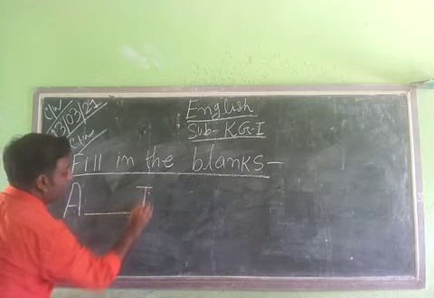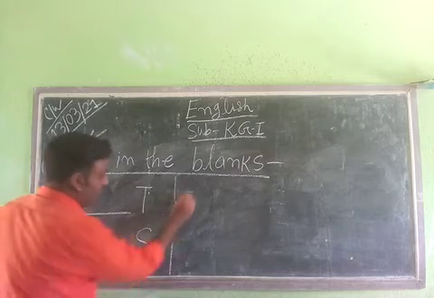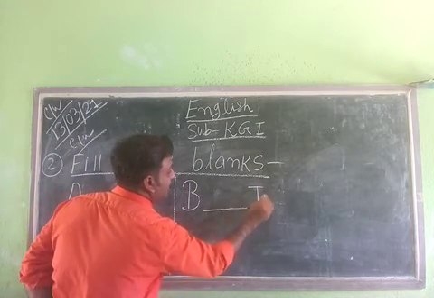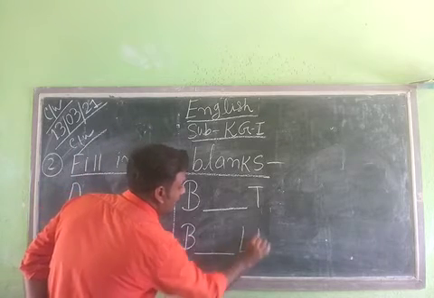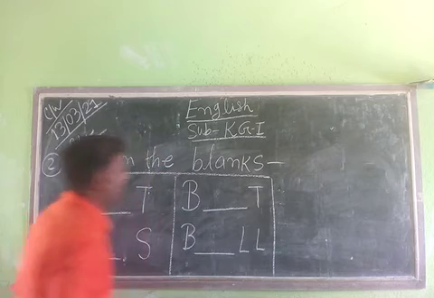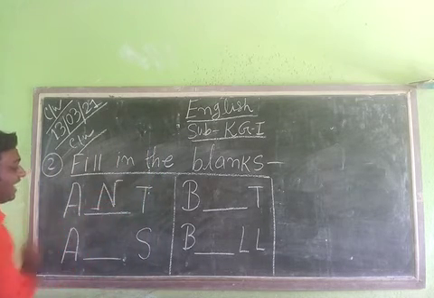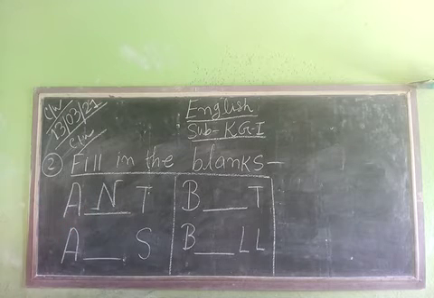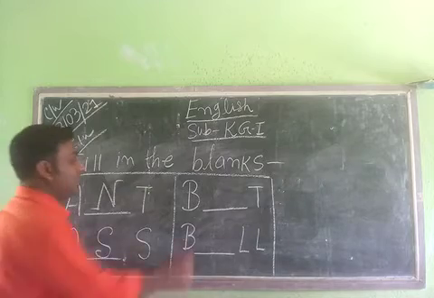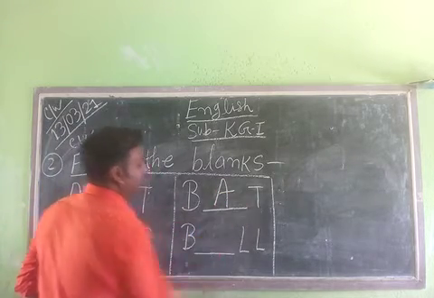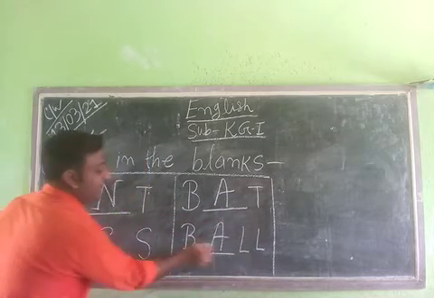A dash T, A dash S, B dash T, B dash double L. Okay. So A dash T, A-N-T, ant, and next A dash S, A double S, ass. Bat, B-A-T, bat, B-A double L, ball, B-A double L, ball.